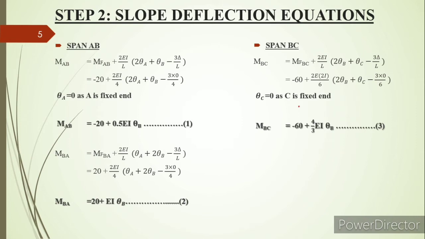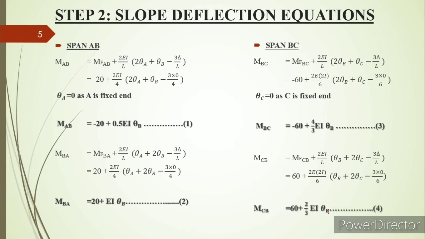Then next, the last member, MCB. Write down the slope deflection equation along the member CB. MCB is equal to M of CB plus 2 EI by L into theta B plus 2 theta C minus 3 delta by L. The fixed end moment along the span CB is plus 60. Substituting all the values, we get 60 plus 2 into E into 2I by 6 into theta B plus 2 theta C minus 3 into 0 by 6. Here also the value of theta C is equal to 0. Then we get MCB is equal to 60 plus 2 by 3 EI theta B.